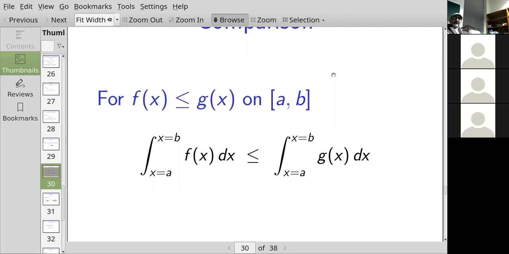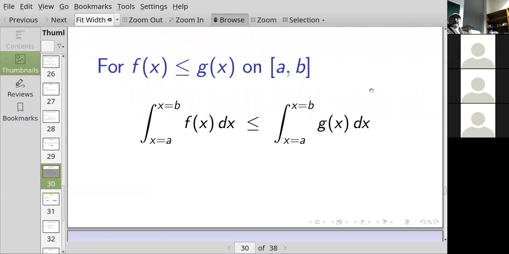Okay, sir. Okay. All right. So the integral from x equals a to x equals b of the constant function 1 should be less than or equal to the integral from x equals a to x equals b of the constant function 2, for example.